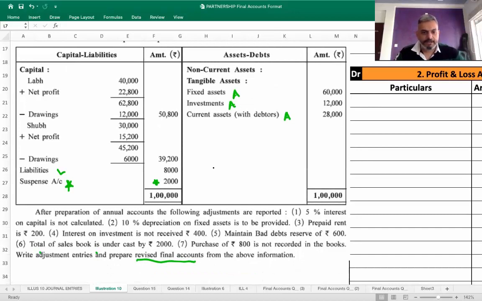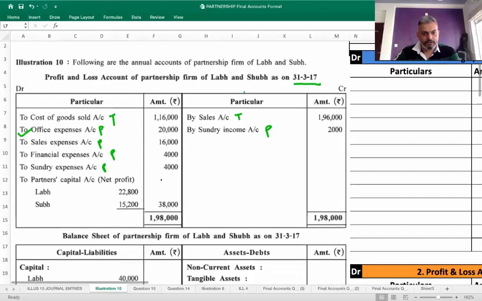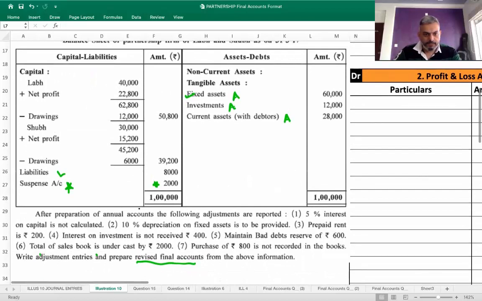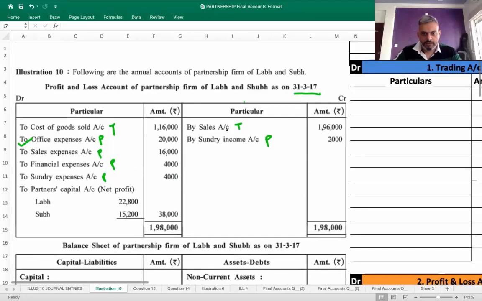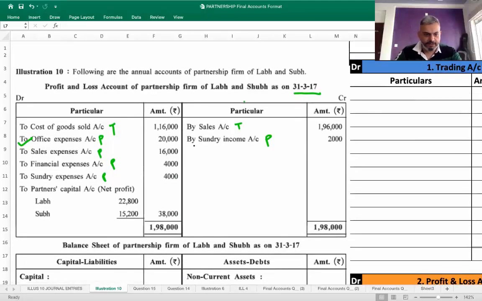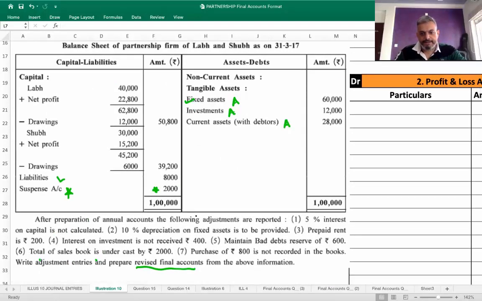5% interest on capital is not calculated. So we will calculate 10% depreciation on fixed assets. So take fixed asset. Prepaid rent is 200. So prepaid rent, office expense को टिक कर दो. Interest on investment is not received, 400. So sundry income में कर सकते हो या अलग से लिख सकते हो. Okay. अलग से treat करेंगे as done in the textbook. Then maintain bad debt reserve of 600. So current asset को टिक कर दो.